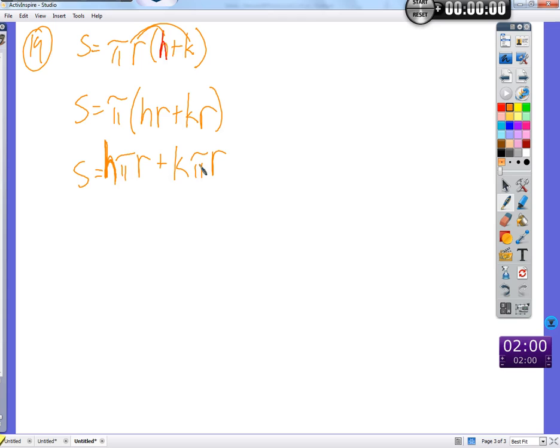If this was plus 17, you would do what? We subtract 17. So subtract k pi r from both sides: s minus k pi r equals h pi r. Are we getting closer? Are we following all the math rules? Have we broken any rules? No, we've done the same thing to both sides. The things we've done are allowed. A distribution is allowed. Subtraction is allowed.